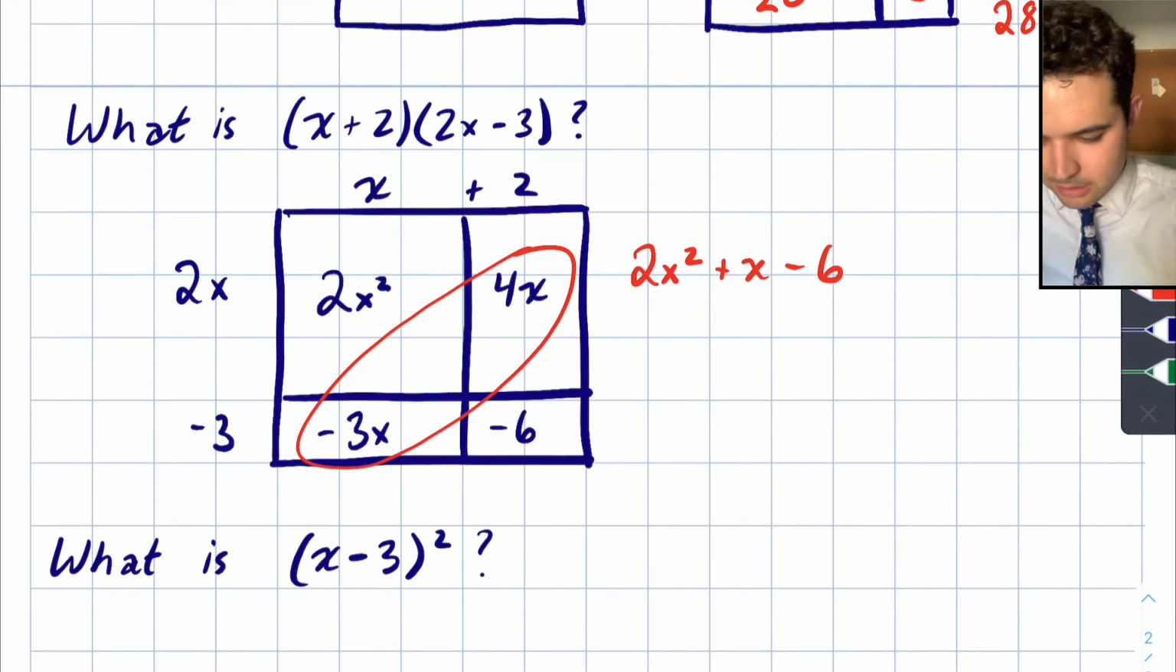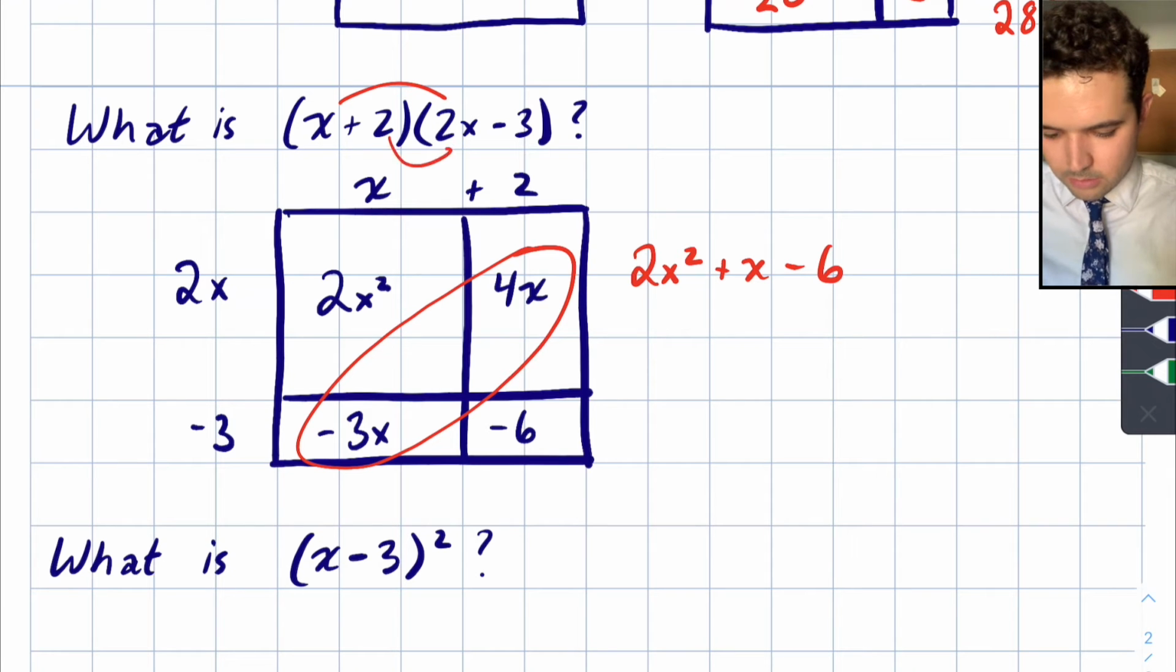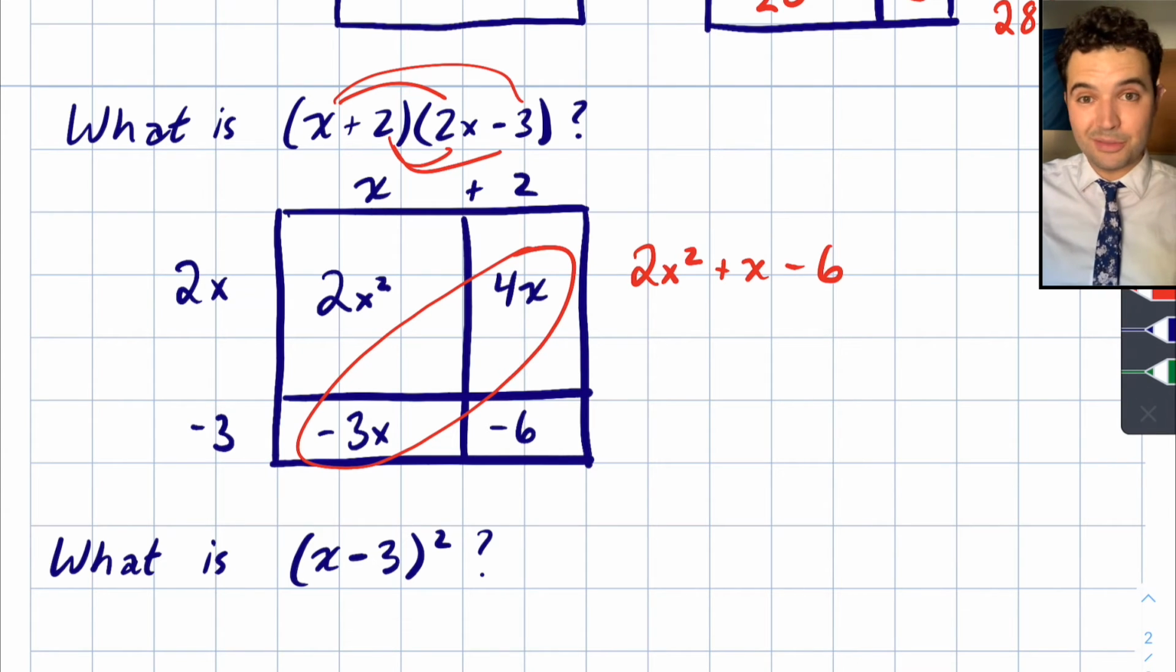Now, let's just check that. If I do x times there, that's the 2x squared. 2 times the 2x gives me the 4x. X times negative 3 gives me the negative 3x. And then 2 times the negative 3 gives me the negative 6. It's the same thing. I'm just representing it visually.